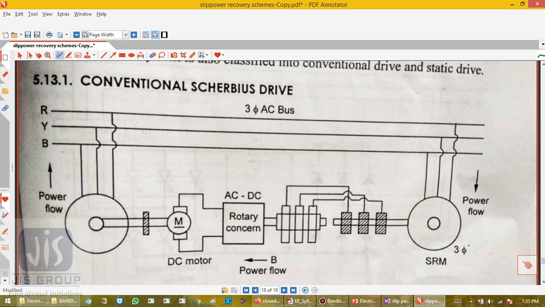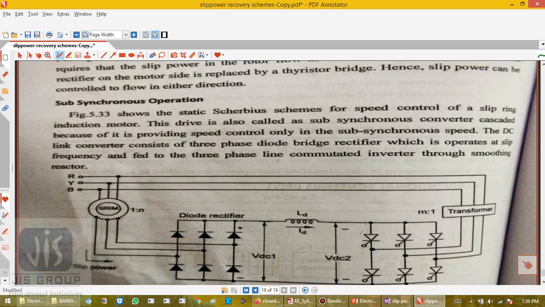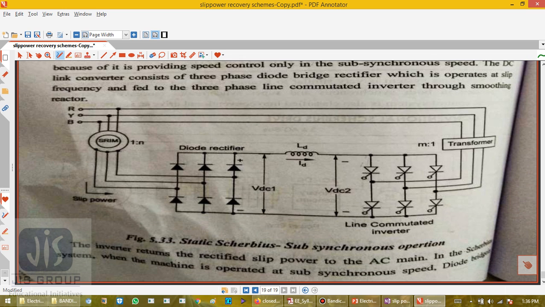Okay, and this Kramer's drive is speed control of wound rotor induction motor below synchronous speed. In here, a portion of rotor AC power is converted into DC by a diode bridge, same as the Kramer's drive. So basically the concept is the same. So this is the conventional Kramer's drive, and this is the static Kramer's drive.